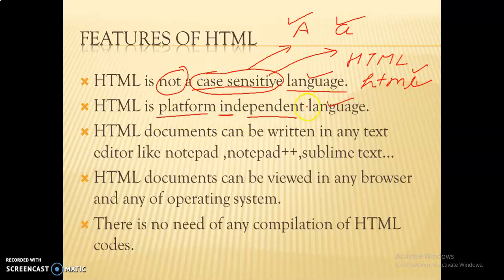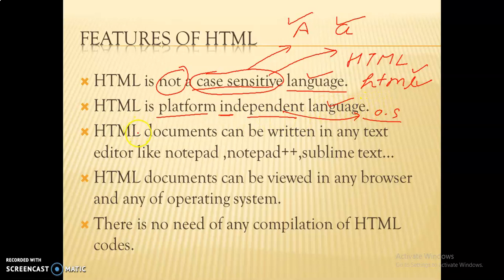Second point is platform independent language. HTML is a language. Here there is a word, platform independent. Platform independent means we can run this language in any operating system with the help of a web browser, like Windows operating system, Mac operating system, and Linux operating system. Clear?